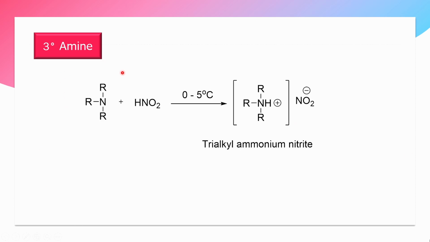Next I have 3-degree amine. Here we have no hydrogen left, so we are getting a salt formation of this kind called trialkyl ammonium nitrite, and this is a salt which is soluble in water. So when I am reacting an amine with HNO2 and I get a water-soluble salt, it means that I'm having a 3-degree amine. So these were some simple tests that we did to distinguish between 1-degree, 2-degree and 3-degree amines.